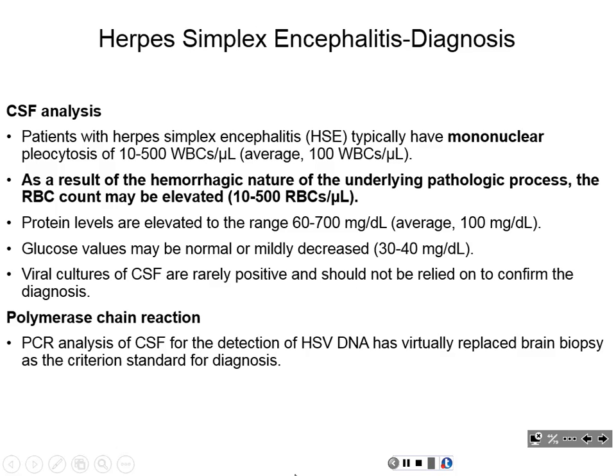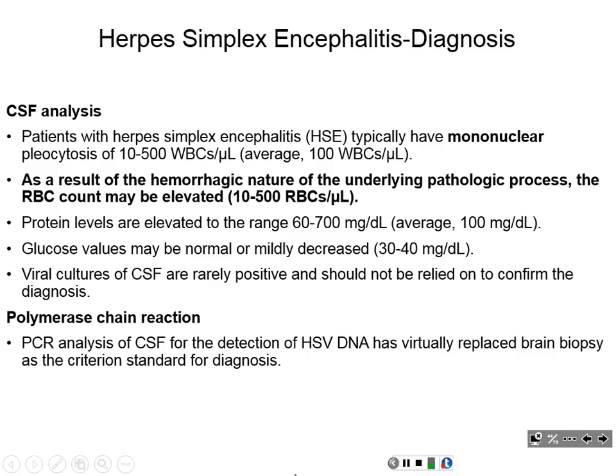Glucose is normal or mildly decreased. And you may have positive viral cultures, most likely not. These are not very reliable for diagnosis. But we will do a PCR analysis of CSF for detection of DNA. And the gold standard used to be brain biopsies instead of PCR, but now we have this new technology and it's a lot less invasive than trying to get a hunk of brain. So we're going to depend on PCR.